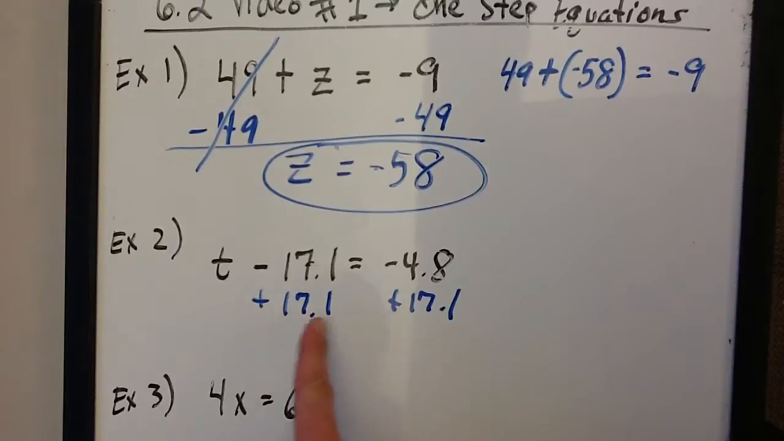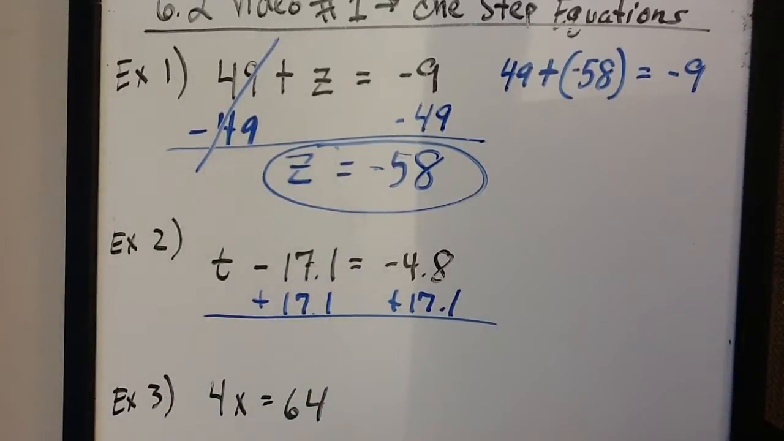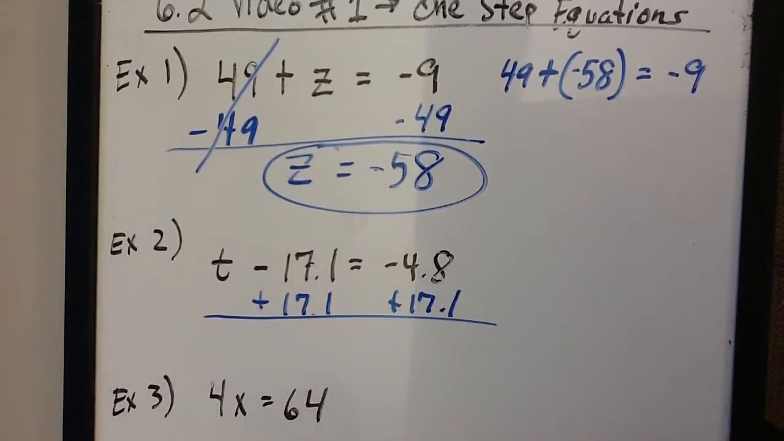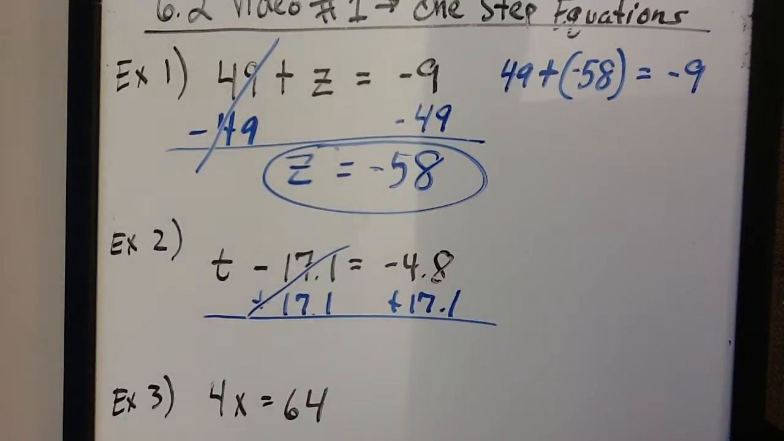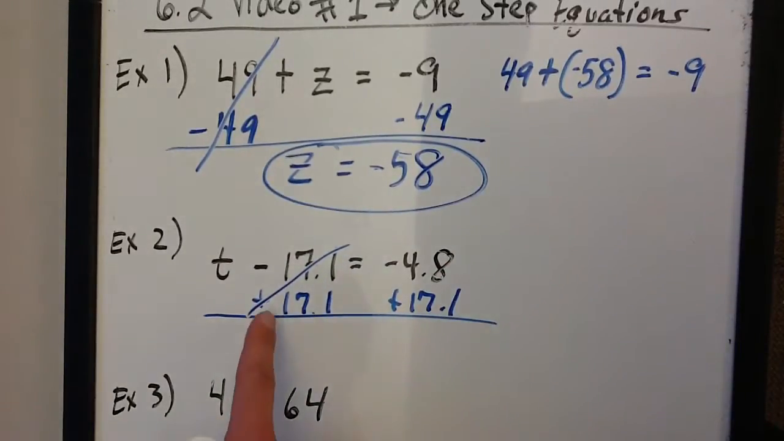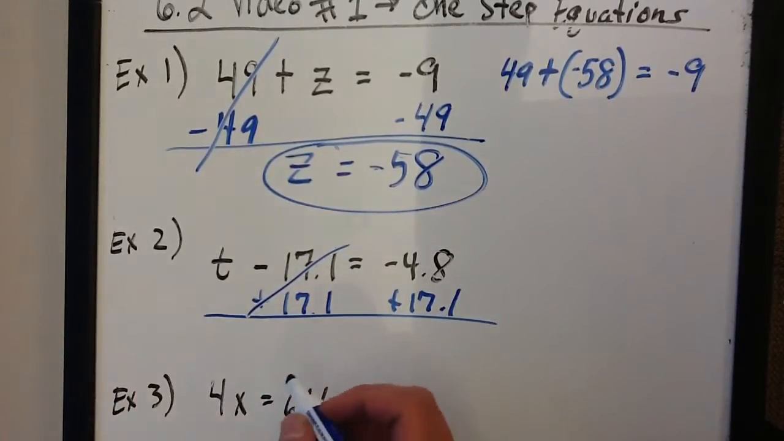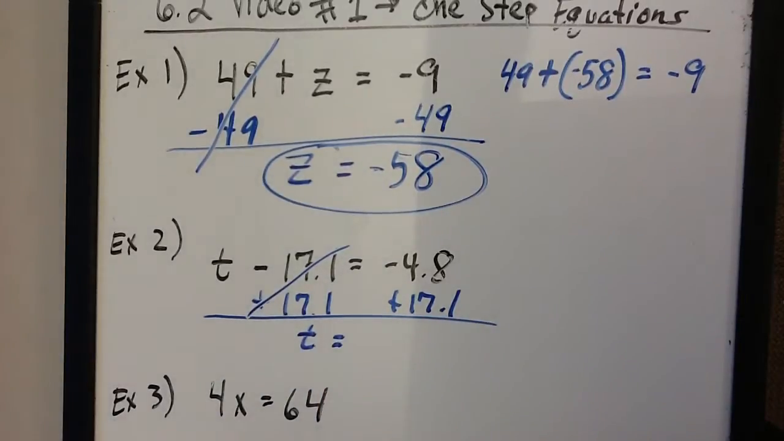So I show I added to both sides, and then I'm going to draw a horizontal line across the whole problem. And then simplify. Negative 17.1 plus 17.1, well, that's 0. They cancel out, so I'll draw a diagonal line. That's the whole point of why I added 17.1, so that t, the variable, can be by itself. Right? That's what I want. I want the variable by itself.